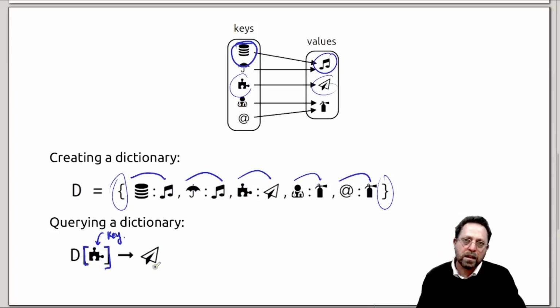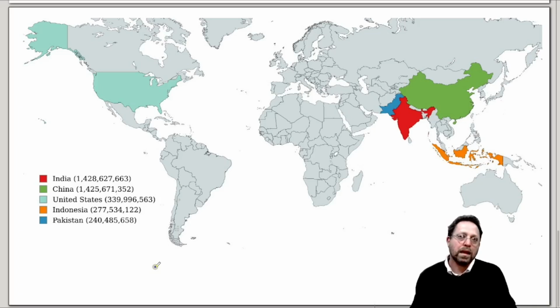Now let's look at an example. Let's say we want to record the populations of the 5 most populous countries on planet Earth. And those would be India, China, United States, Indonesia, and Pakistan, with populations shown here. How do we store that in a Python data object? Let's go to the code.